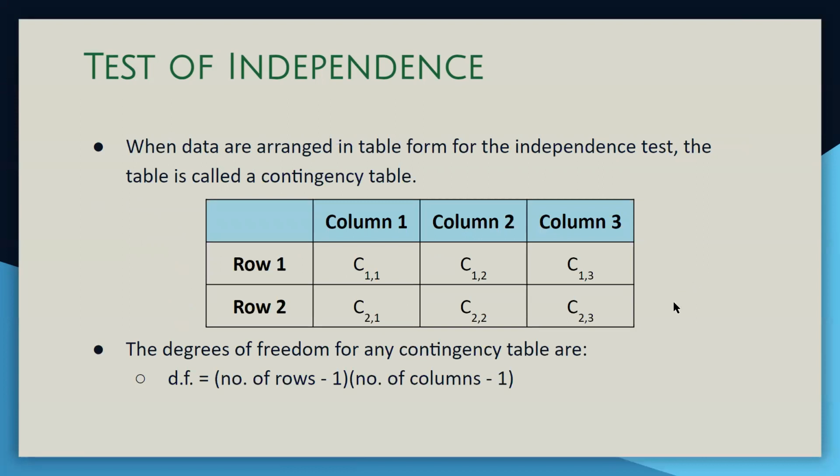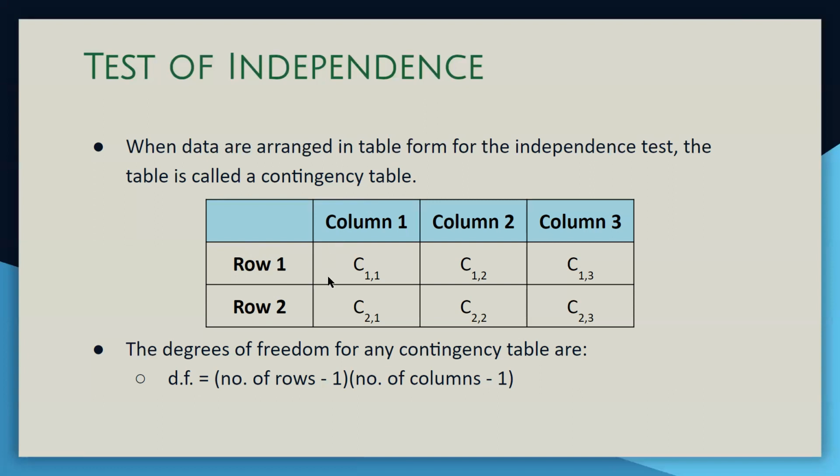When data are arranged in table form for a test for independence or a test for homogeneity of proportions, the table is called a contingency table. Basically, a contingency table splits up data into two different variables. The column labels represent the categories for one variable, like hair color, and the row titles represent the categories of a second variable, like eye color. We saw a chart very similar to that a few weeks ago.